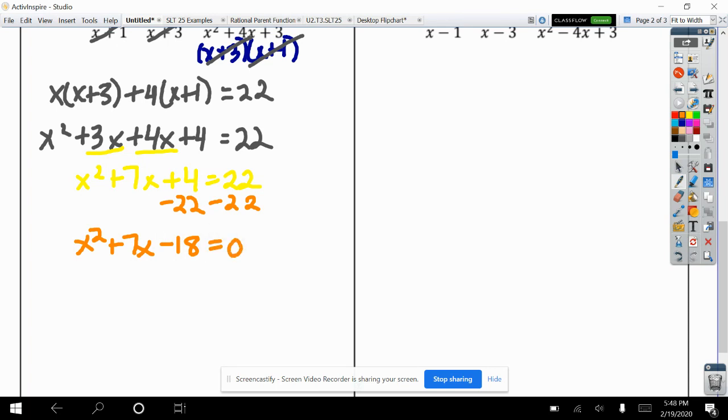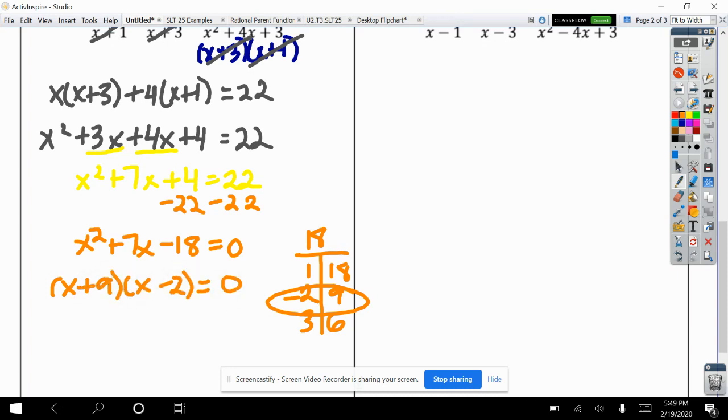So then I have to think what multiplies to negative 18 and adds to 7. If you're having a hard time, you can make some factors of 18: 1 and 18, 2 and 9, 3 and 6. And if they need to multiply to a negative and add to a positive, that means 1 should be negative. So it will have to be 9 and negative 2, because 9 minus 2 gives me 7. So that means I have x plus 9 times x minus 2 equals 0. And that gives me two solutions. X equals negative 9, because if I plug that in, I would get 0. And x equals 2, because 2 minus 2 would give me 0.